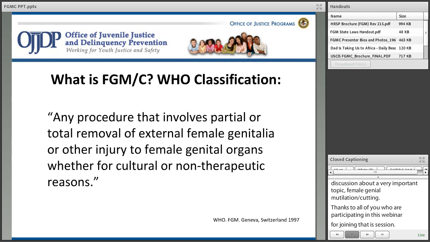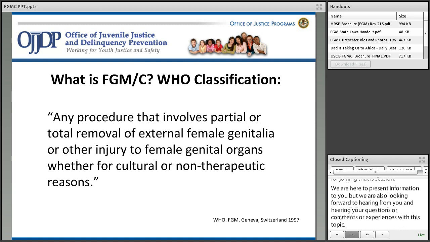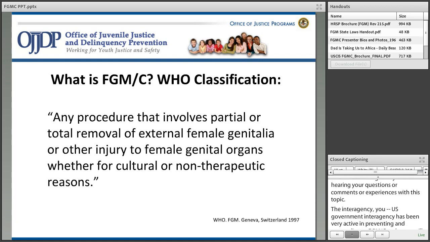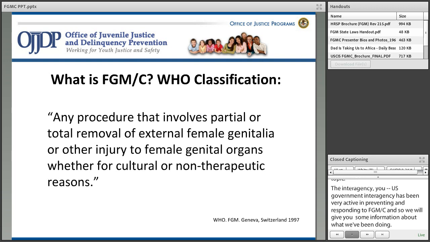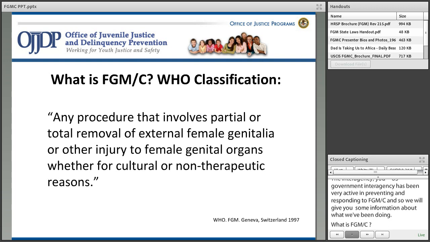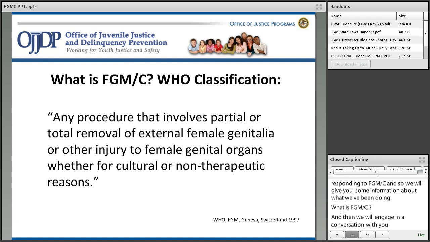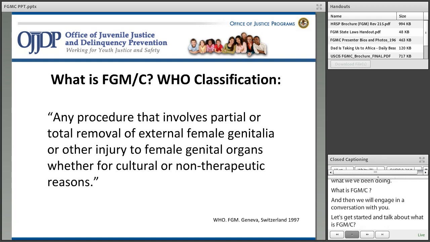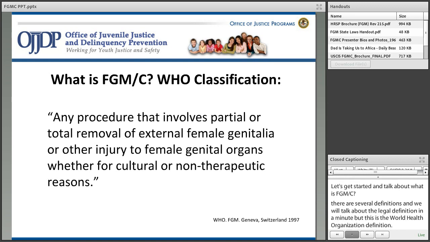The United States government interagency has been very active in preventing and responding to FGMC, so we're going to give you a little bit of information about what we've been doing, what is FGMC, and then we're going to engage in a conversation with you. So let's get started and talk about what is FGMC. There are several definitions, and we'll talk about the legal definition in a minute, but this is the World Health Organization definition: any procedure that involves partial or total removal of external female genitalia or other injury to female genital organs, whether for cultural or non-therapeutic reasons.